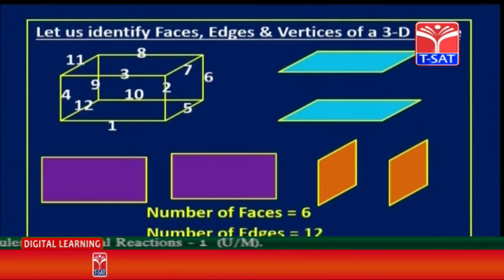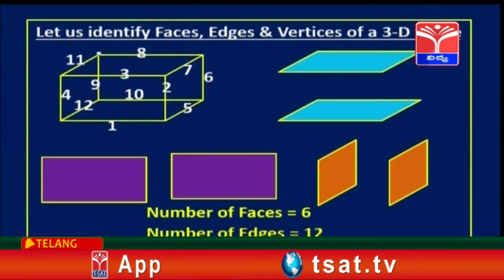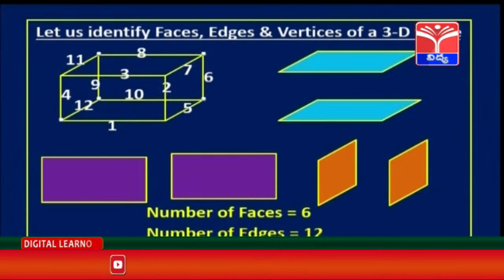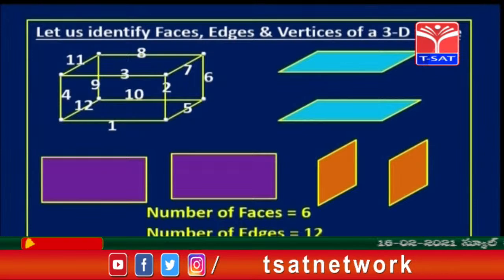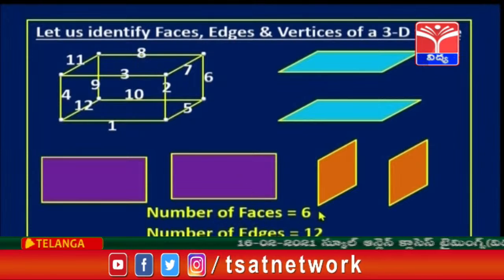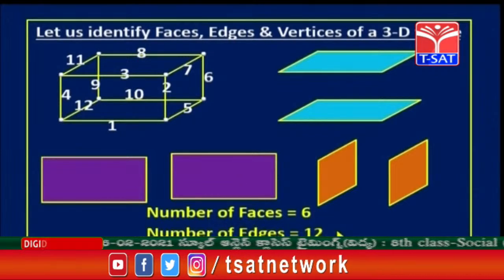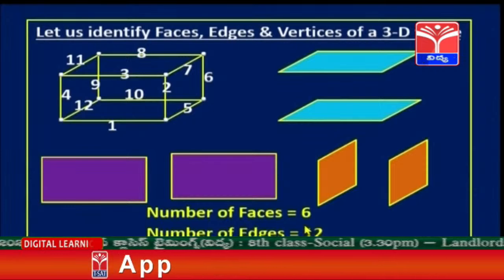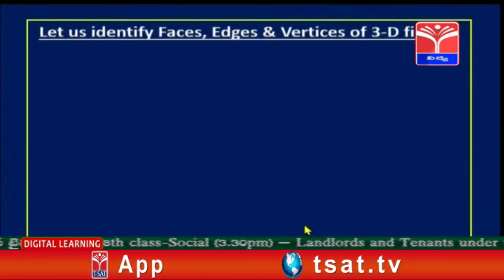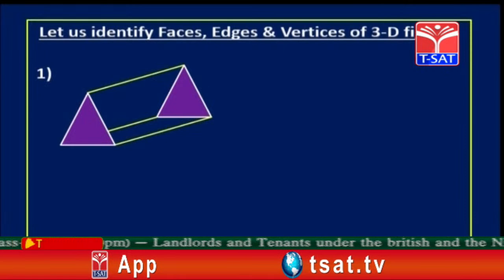And where these edges are meeting, children? Yes, at points or vertices. So how many vertices are there for this cuboid, children? We will have a total of 8 vertices. So number of vertices equals 8. So for a cuboid, number of faces equals 6, number of edges equals 12, number of vertices equals 8. Let us identify faces, edges and vertices of 3D figures.